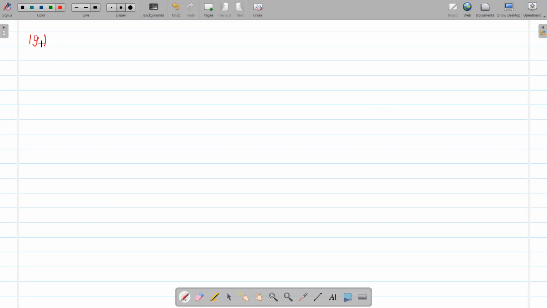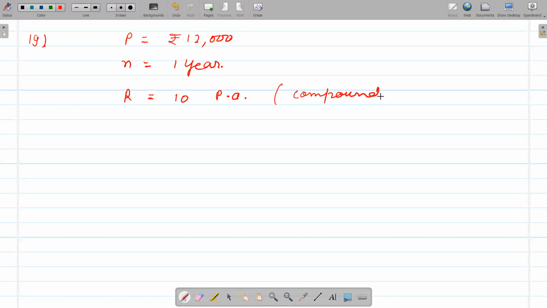Question number 19. Find the compound interest when the principal is rupees 12,000 and time is 1 year. In compound interest, we take the time as n, the rate is 10% per annum, and the interest is compounded half yearly. Here it is specially written compounded half yearly.